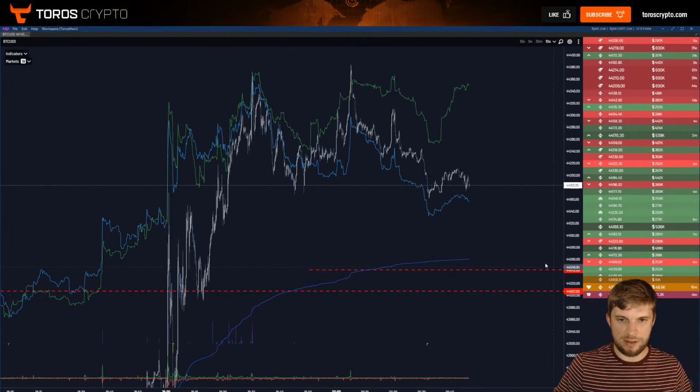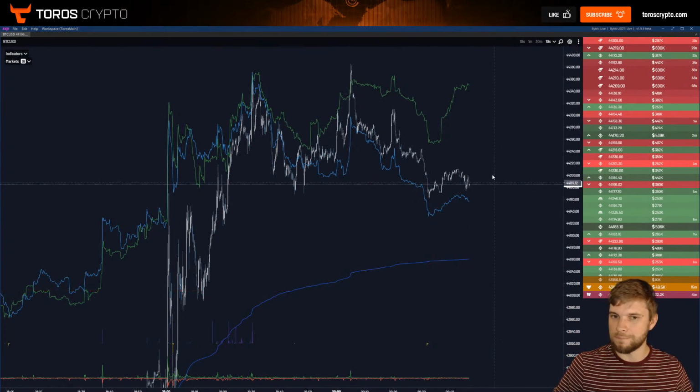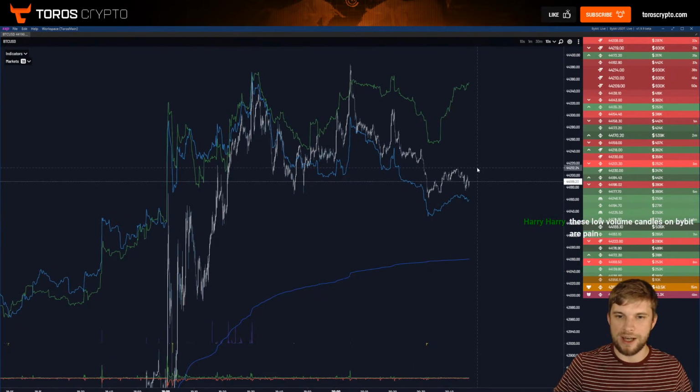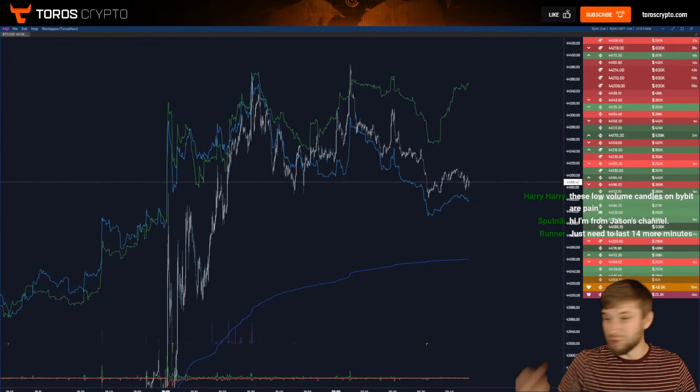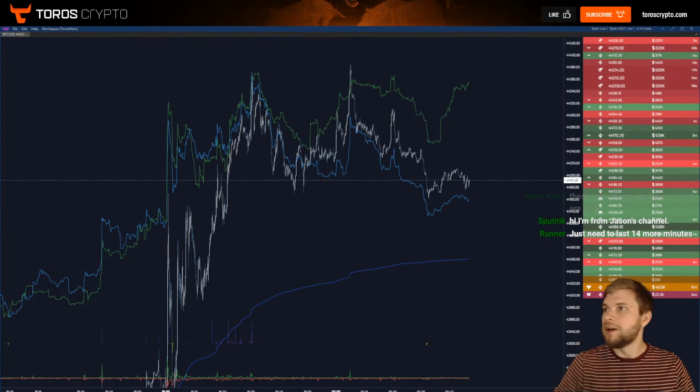Why are these random lines here? I would say we're probably going to see a move up. I still do think that this is what we're going to get, another attempt higher. I wouldn't want to long this, but I do think we are going to see another move higher.